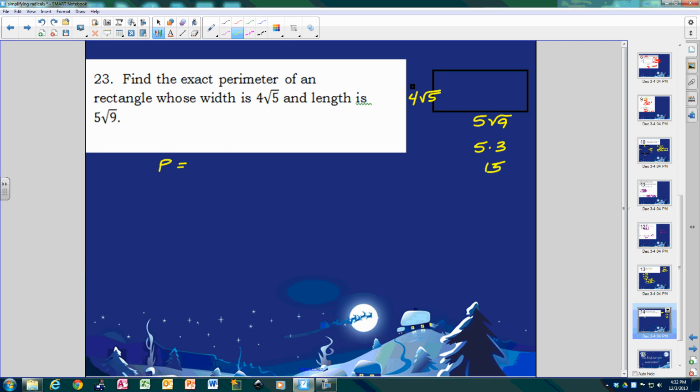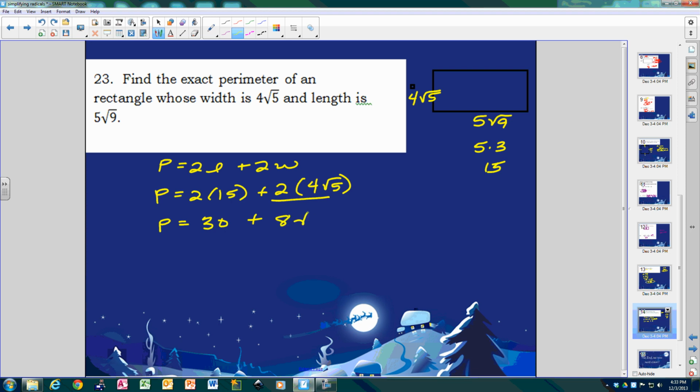Perimeter is 2 lengths plus 2 widths. So the perimeter is 2 lengths plus 2 widths. So the perimeter is 2 times 15 is 30 plus, since the 2 and the 4 are both outside, 2 times 4 is 8. Square root of 5 stays the square root of 5. I can't add them together because they're unlike terms.